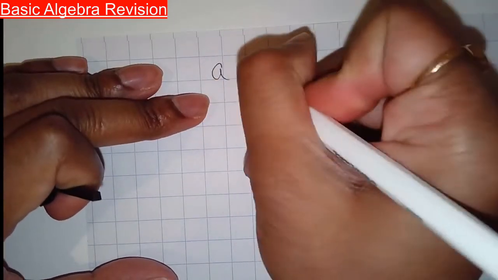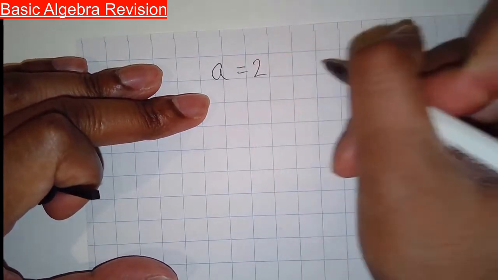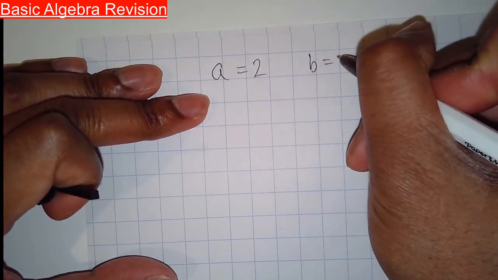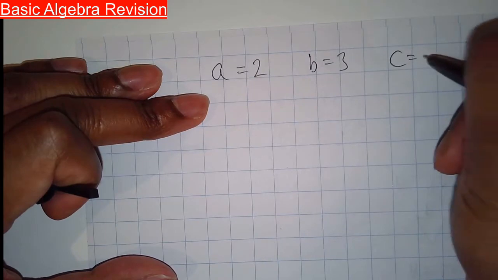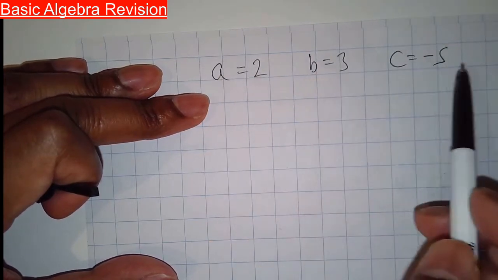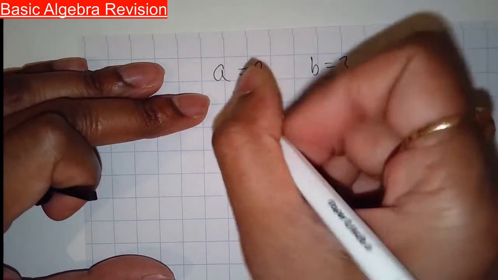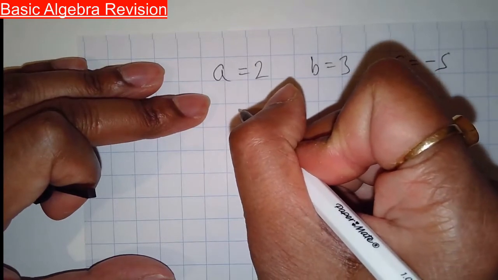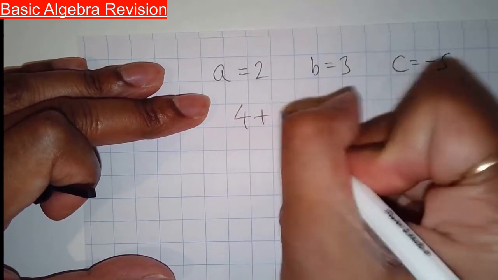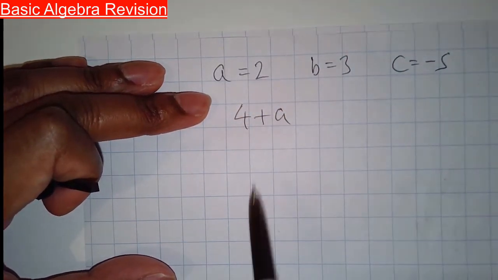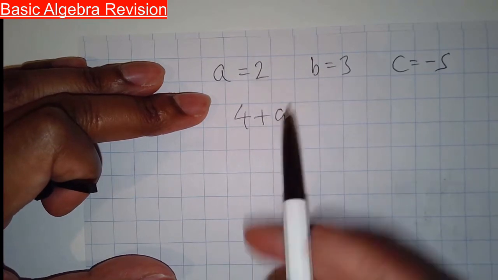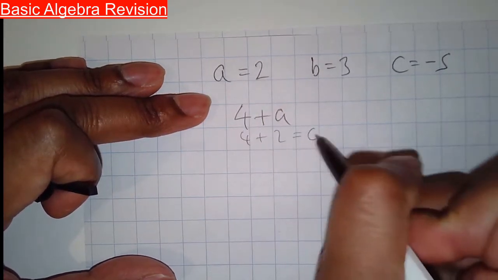Now I will show you a substitution. I'm making some letters up. Let's say A is worth 2, B is worth 3, C is worth -5. I've made these letters up and these numbers up. Right, let's work out what, for example, 4 plus a is. I'll replace the a with 2. 4 plus 2 is 6.